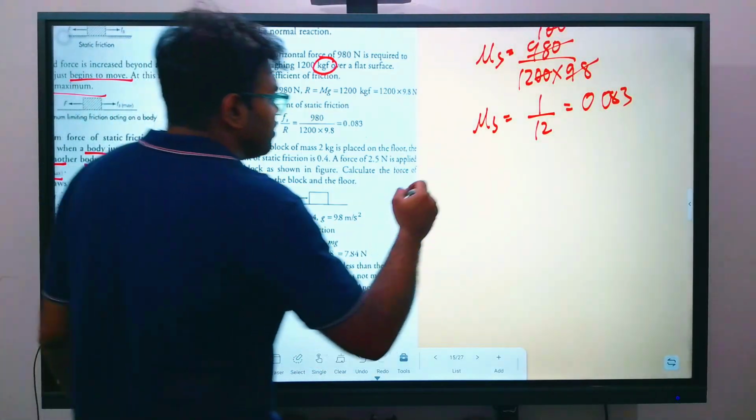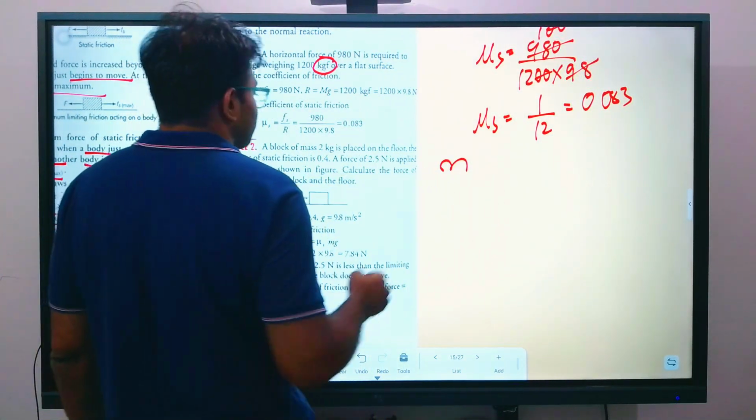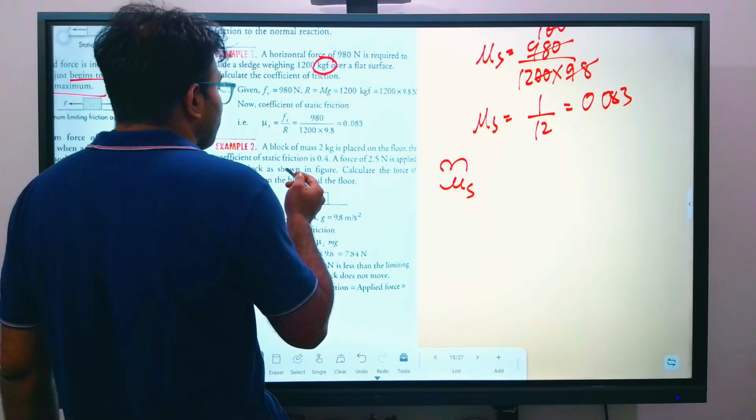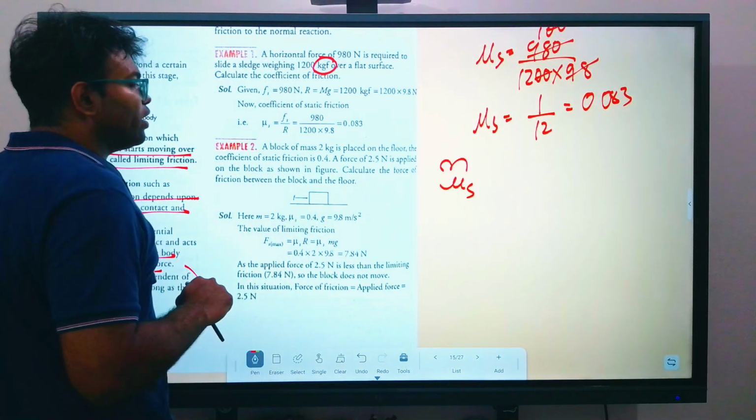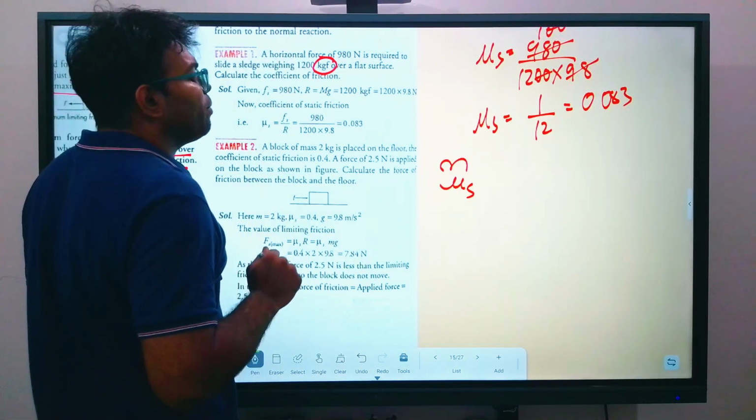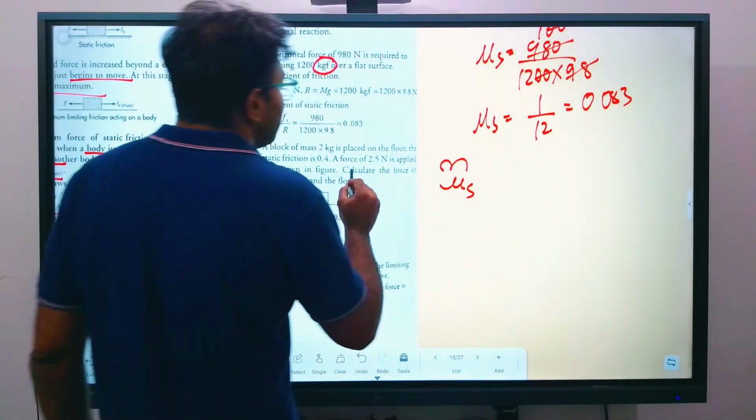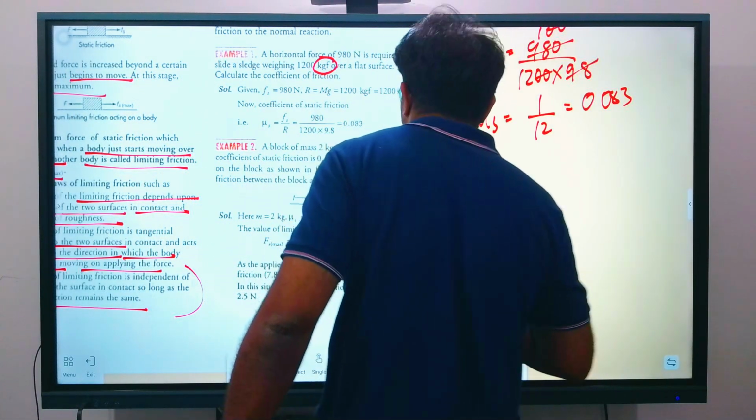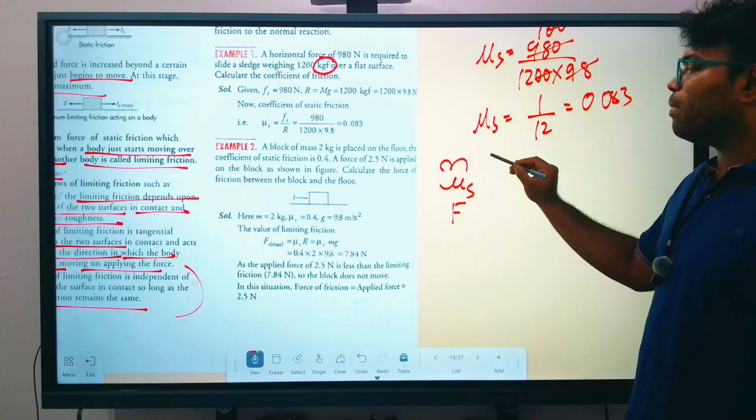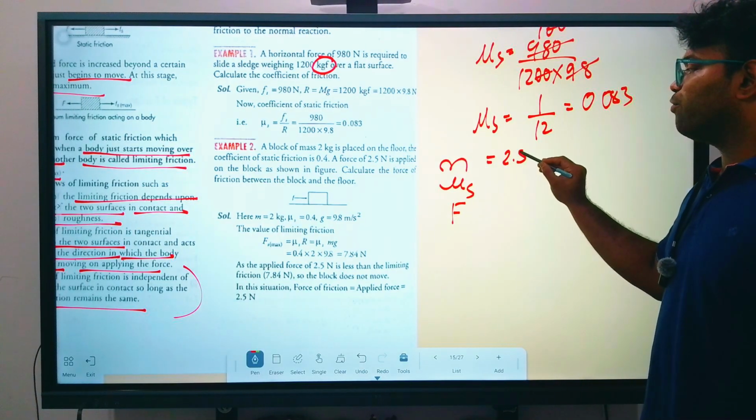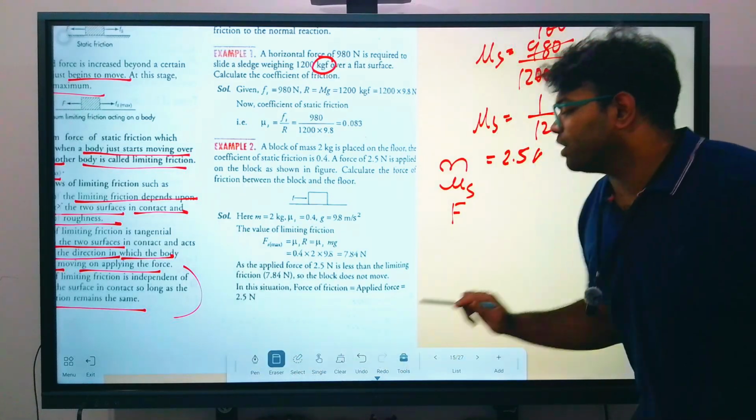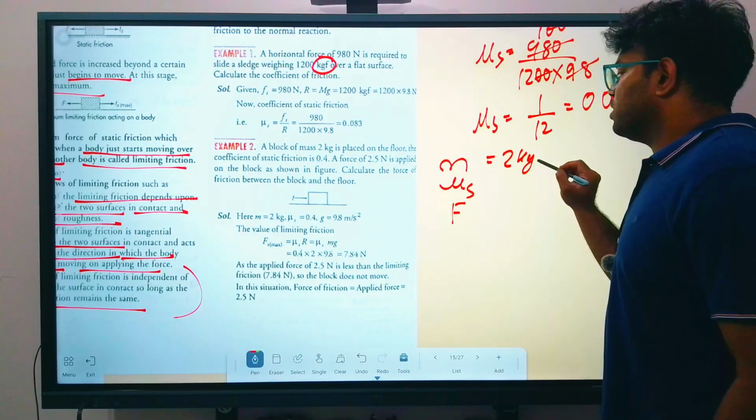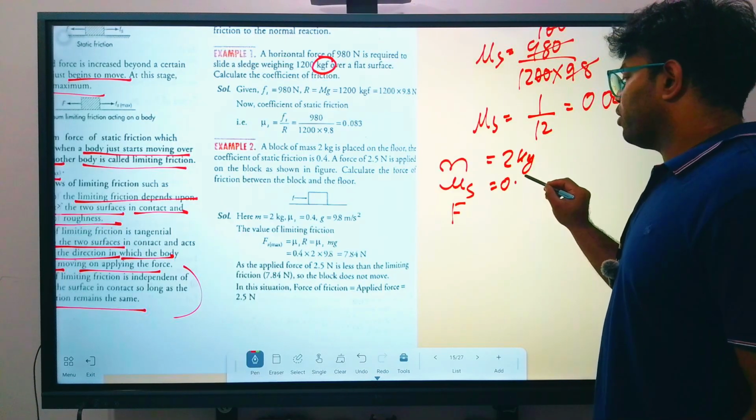Okay, they have given us the mass. The coefficient of static friction mu of s is also given, and a force of 2.5 newtons is applied on the block as shown in figure. Calculate the force of friction between the block and the floor. Okay, the 2.5 newtons is being applied, so F is also given. Applied force is also given. So we know that the mass is 2 kg. Coefficient of static friction is 0.4.